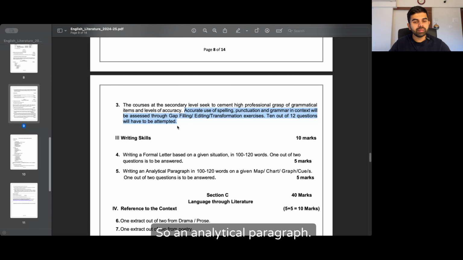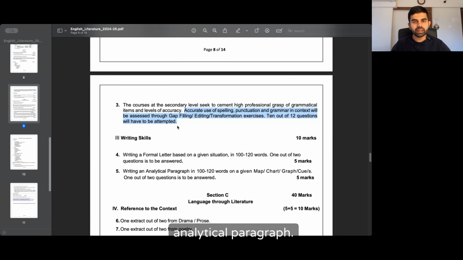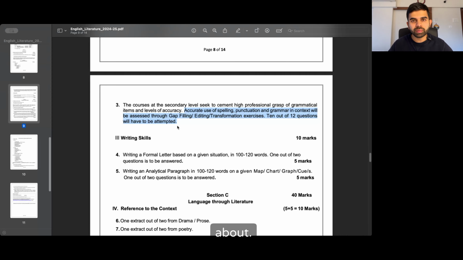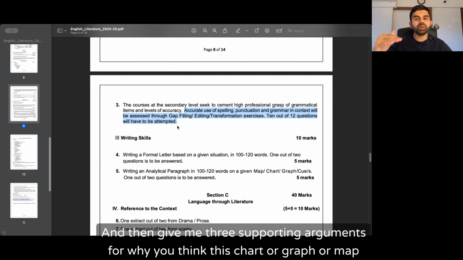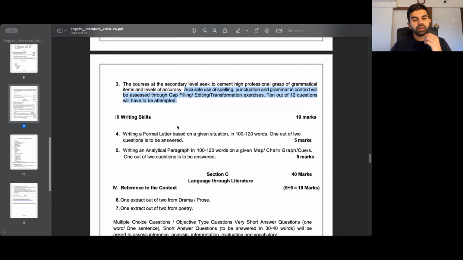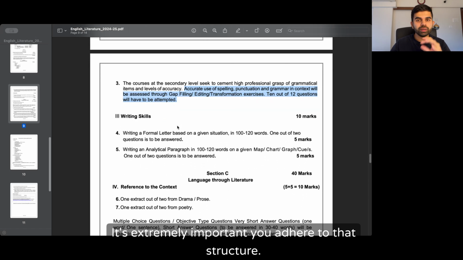So, an analytical paragraph. Now, they'll give you a map, a chart, a graph, and they'll tell you to describe it using an analytical paragraph. So, in the first sentence, very often you need to tell me what the map, graph, or chart is about, and then give me three supporting arguments for why you think this chart or graph or map is about those things. Again, please stick to the format. It's extremely important you adhere to that structure.